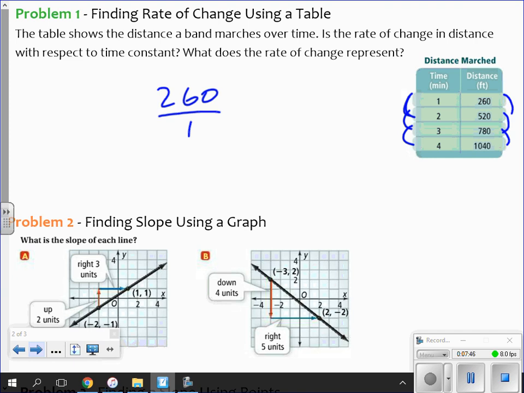So my rate of change is constant. The amount that I'm increasing in each column is the same each time. My rate of change is a constant rate of change. In this case, it's 260 over 1, or 260.